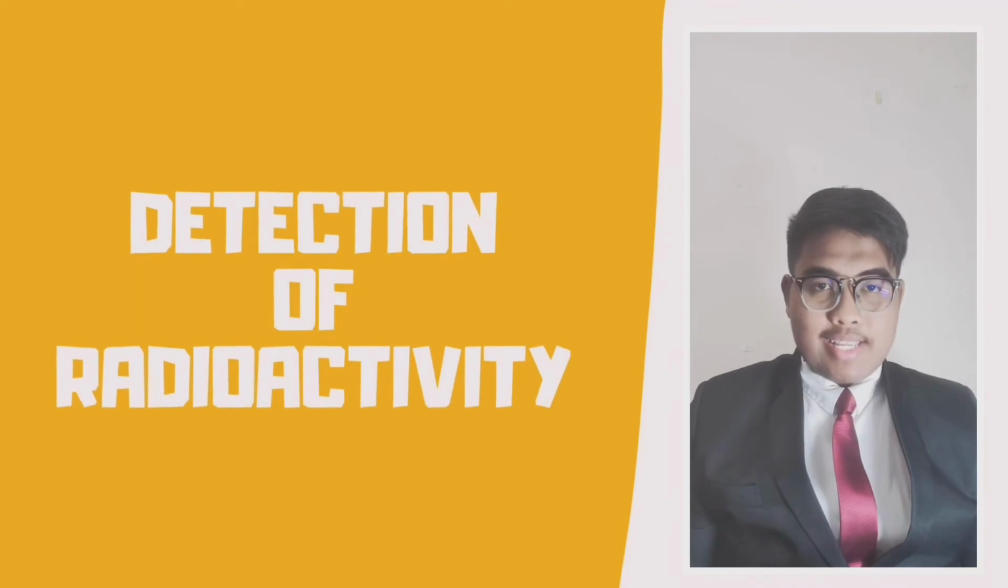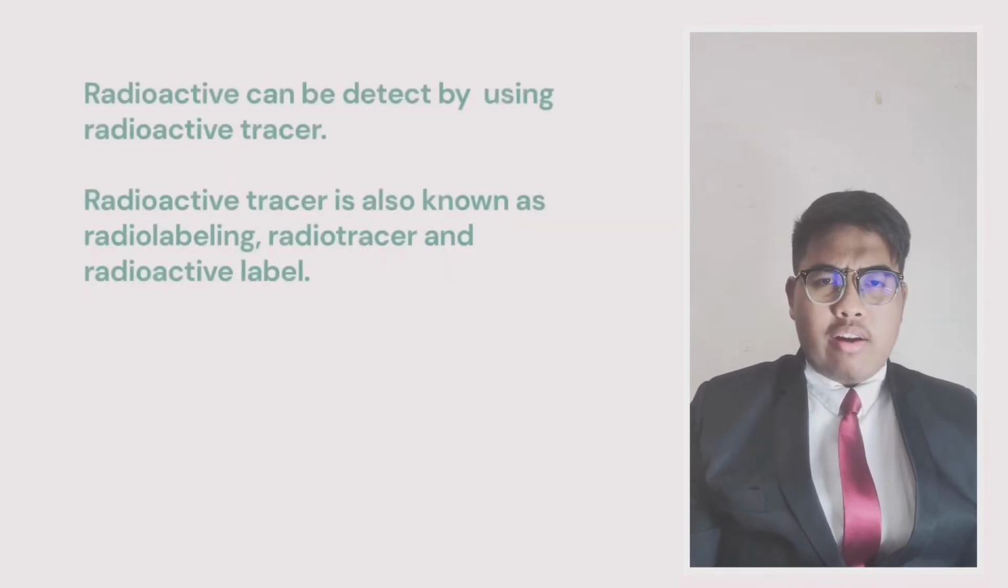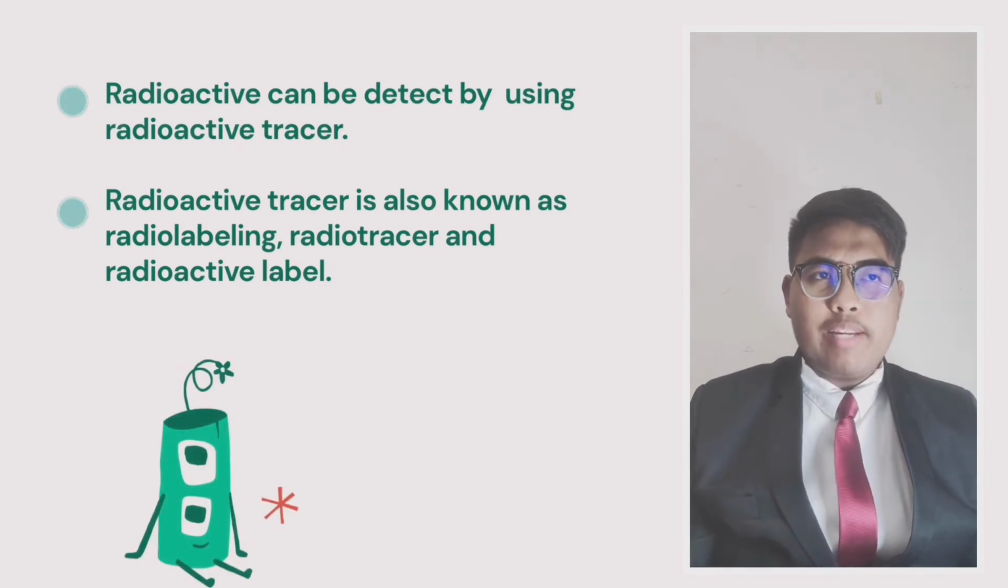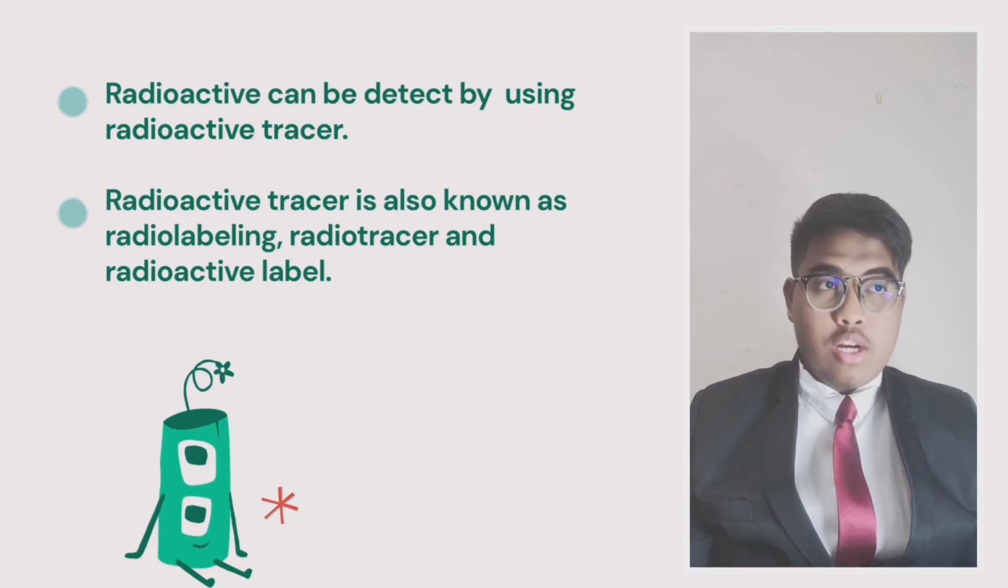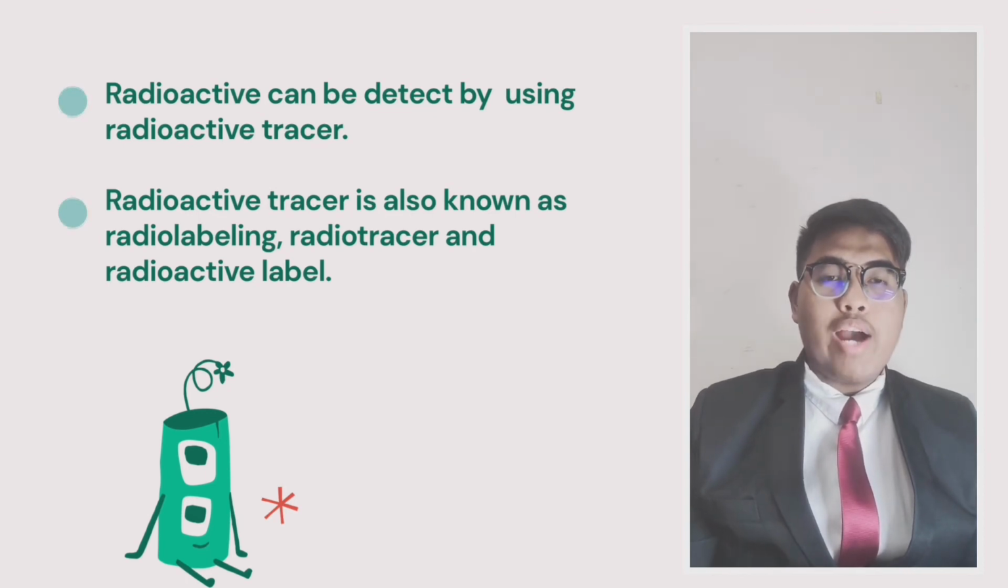The next is detection of radioactivity. Radioactivity can be detected by using a radioactive tracer. A radioactive tracer, also known as radio labeling, radio tracer, and radioactive label, is one form of isotopic labeling.